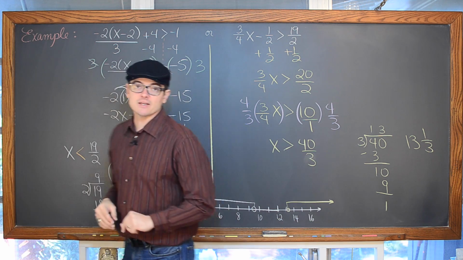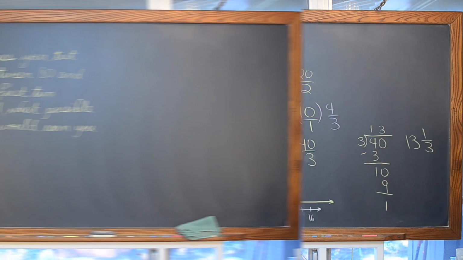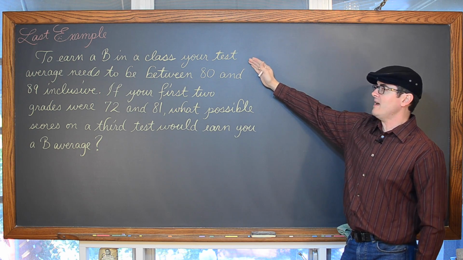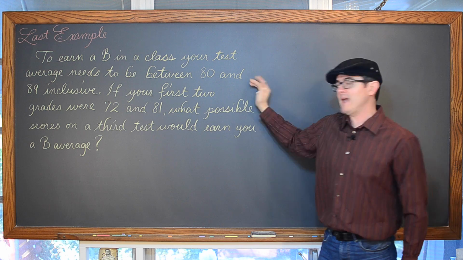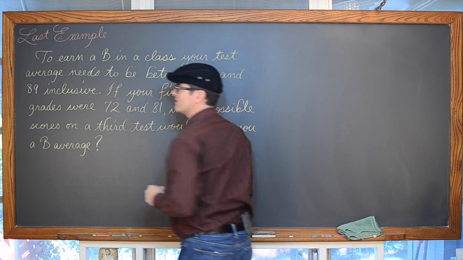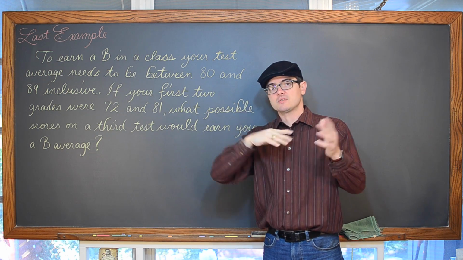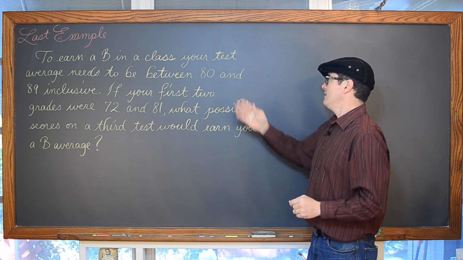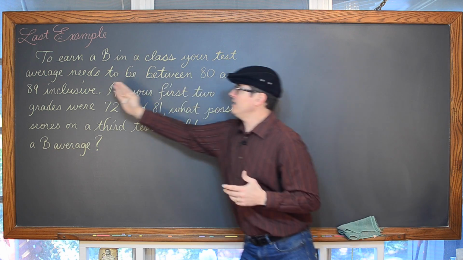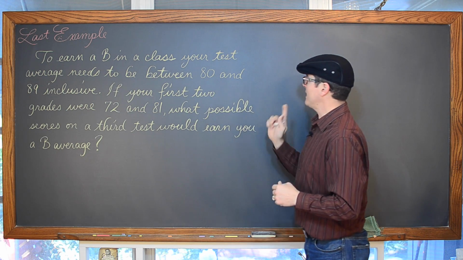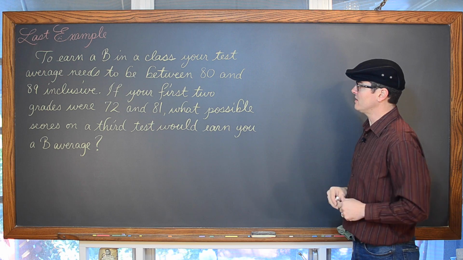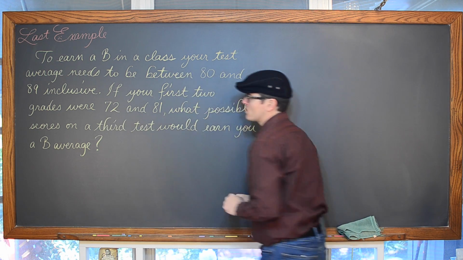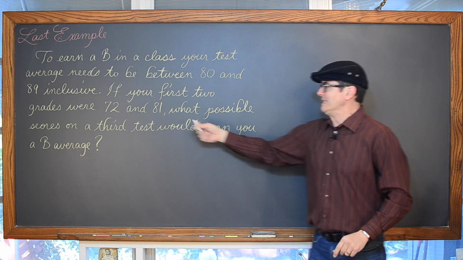Let's get on to our last example, which is a word problem. To earn a B in a class, your test average needs to be between 80 and 89 inclusive, meaning those values at the beginning and end of the interval are included. So it's not an 81, it's not an 88, it's including all the values from 80 to 89.